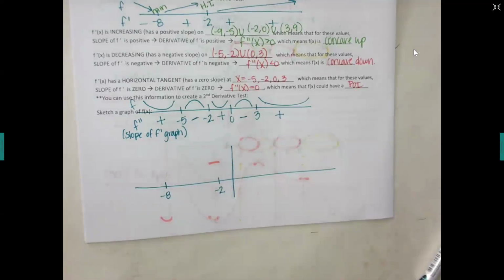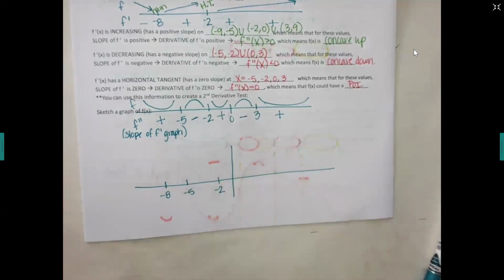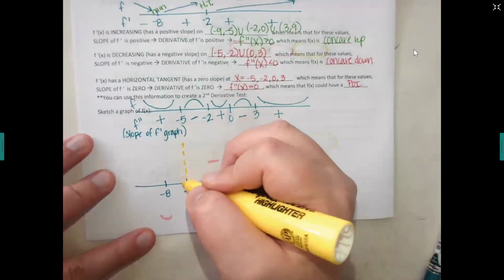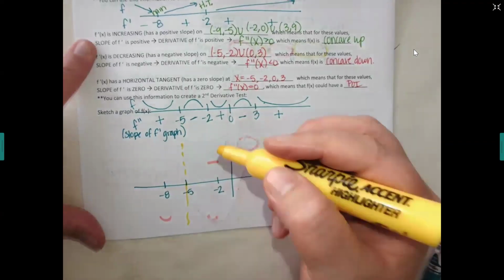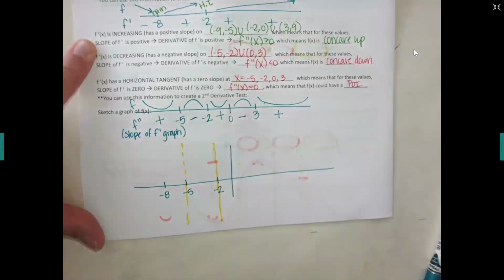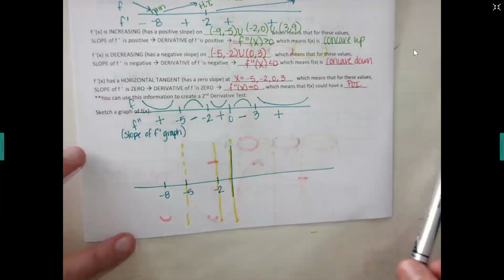We go on to the second derivative test. Remember, I'm going to give myself little dotted lines everywhere my concavity should switch. Where is the first place that should happen? Okay, -5. I'm going to give myself a little dotted line. Where else? -2. Where else? 0. And then one more. At 3.